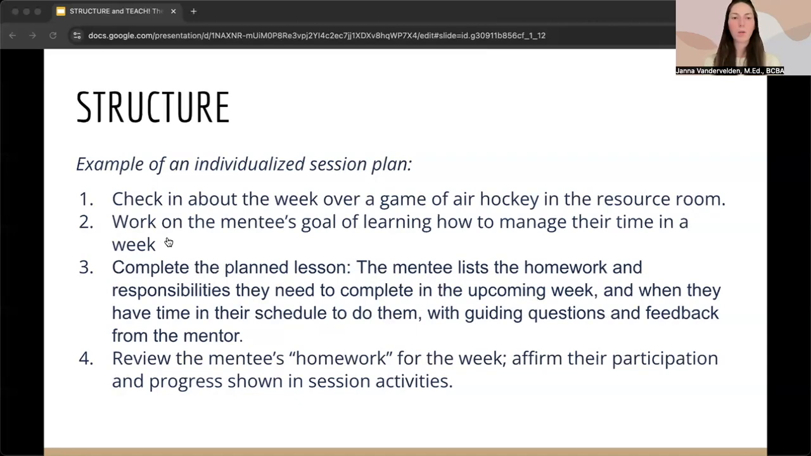The mentee lists the homework and responsibilities they need to complete in the upcoming week, and when they have time in their schedule to do them, with guiding questions and feedback from the mentor. Last, review the mentee's homework for the week, affirm their participation and progress shown in session activities.